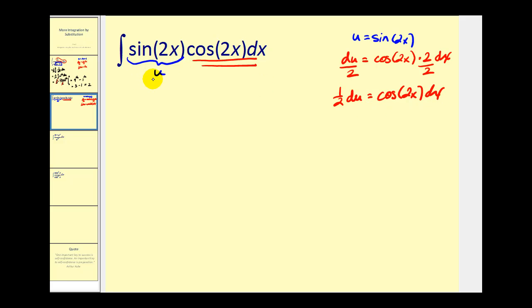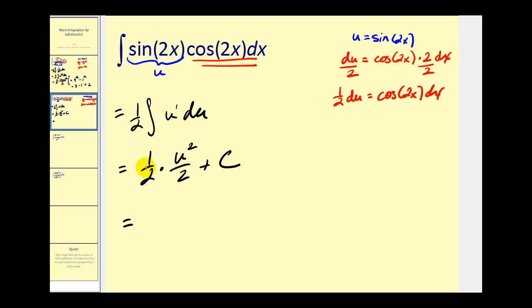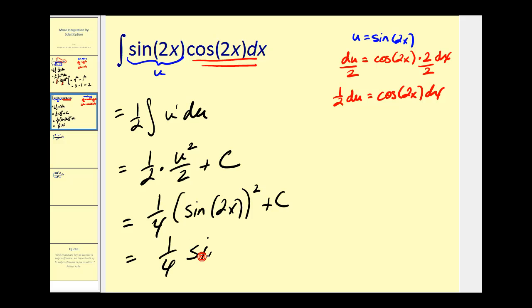That'll be a perfect match for our integral. So in terms of u, the blue part would be u, and the red part would be equal to 1/2 du. So now we can integrate. We have 1/2 times u squared divided by 2 plus c. Let's rewrite this in terms of x, so we'll have 1/4. U squared will be sine 2x squared. Or if we want, we can rewrite this as 1/4 sine squared 2x. Those would be equivalent.